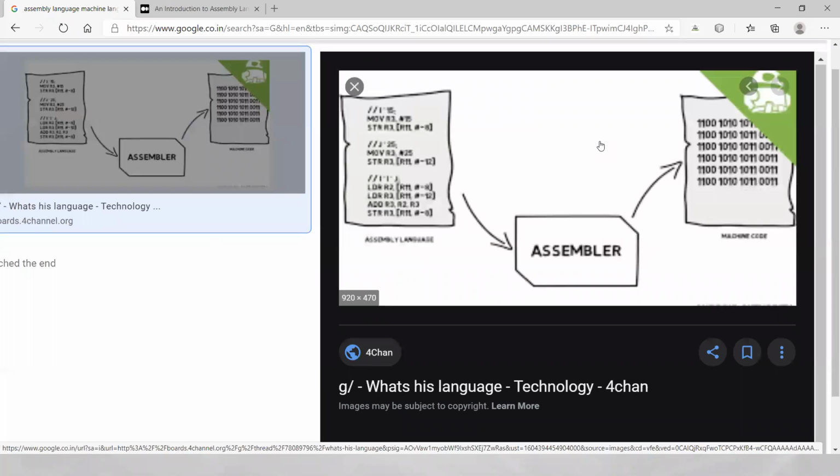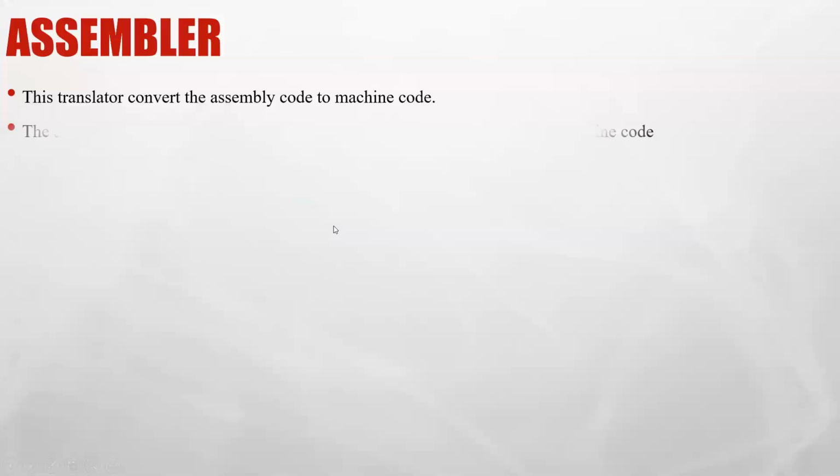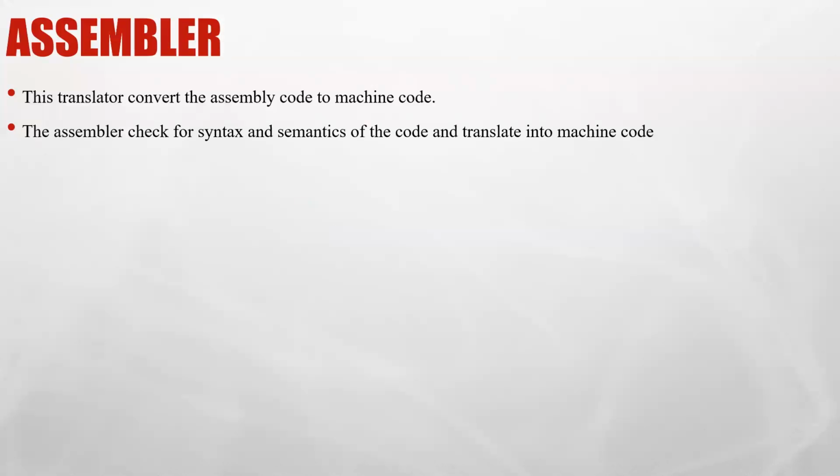Here in the left part, you are going to see assembly level coding. With the help of an assembler, this assembly level coding will be converted into zeros and ones, which you are going to see on your right side. So this is how assembly level coding works. The assembler is a translator which converts your language into a machine dependent code. The assembler checks for the syntax and semantics for the code to be translated into a machine coding.